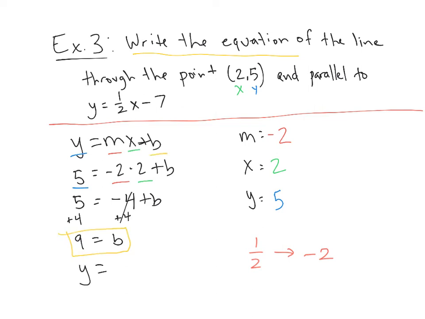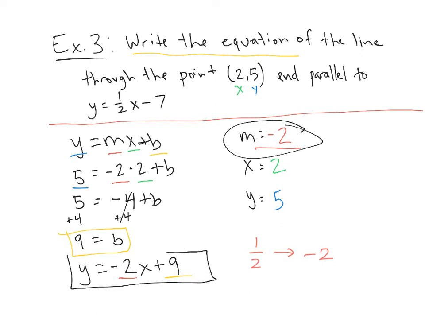So I got 9 by adding the 4 over, so my b value is 9. I know my m value is -2, so I can write my equation y = -2x + 9. So my equation of the line that goes through the point (2, 5) and is parallel to the line y = 1/2 x - 7 would be y = -2x + 9. You're going to do something very similar to this on the next screen. You're going to be writing an equation. You're going to want to pull out the m, x, and y, plug in the values to find b, and then write your equation in y = mx + b form.